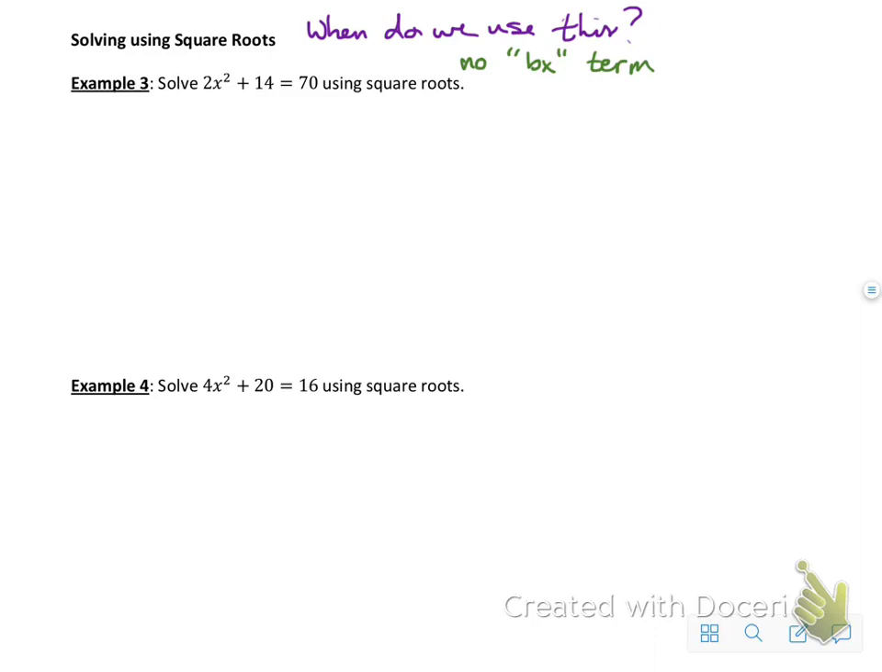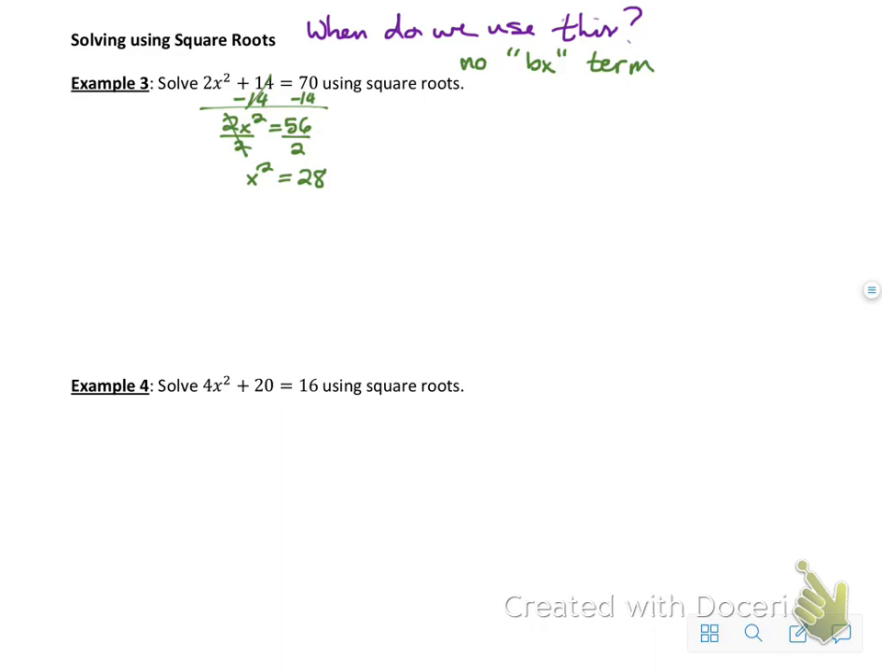So if you look at this example 3, we have 2x squared plus 14 equals 70. There's no bx. Okay, there's no x with a number out front. So we're just going to solve for x the way that we know how. Well, first, we need to get the 14 to the other side. So we have 2x squared equals 56. Now, x is still not by itself yet, so we need to get rid of that 2. So we get x squared equal to 28.